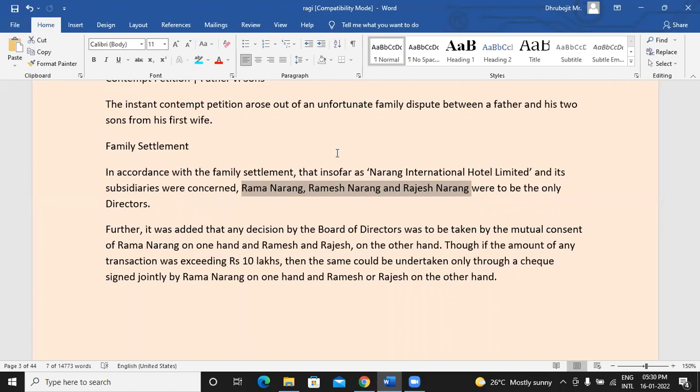Now, how did the family settlement happen? It was by way of arbitration. They all sat together, decided, came up with proposals and everything, and then finally it was done. Okay.